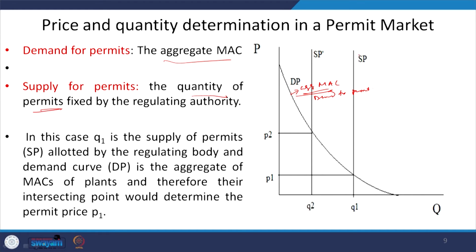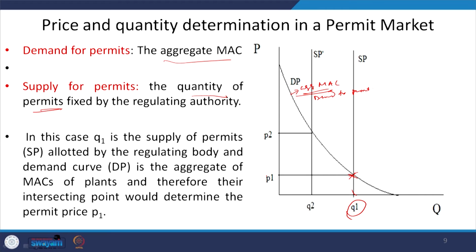and this SP is the supply of permits, which is fixed by the regulating authority, how many permits are allowed, or what is the unit of pollution to be allowed. So in this case, the intersection point of your demand for permits and the supply of permits is here. So the equilibrium quantity is Q1 and the equilibrium price is P1.